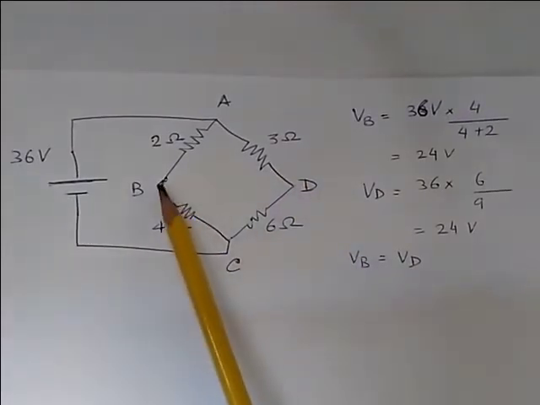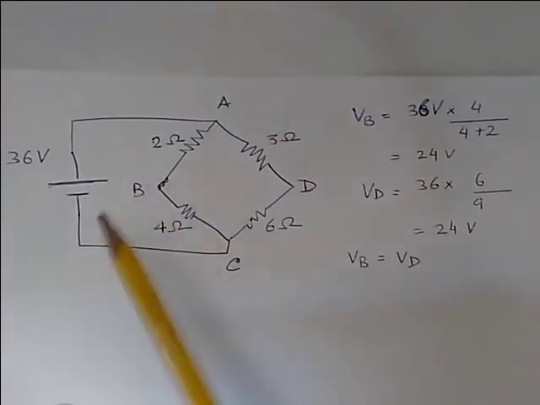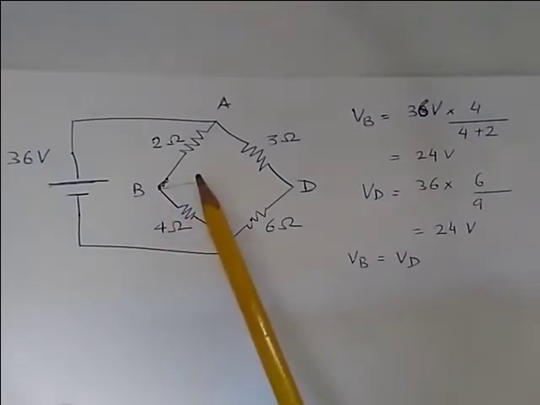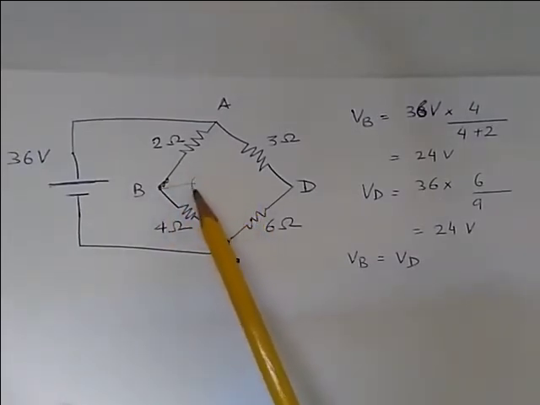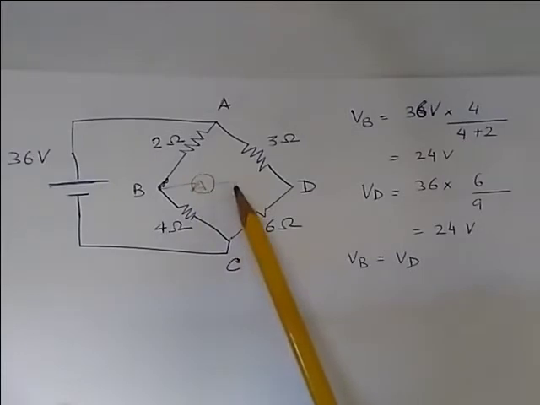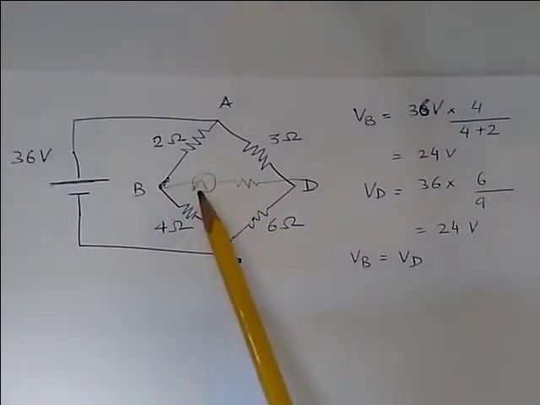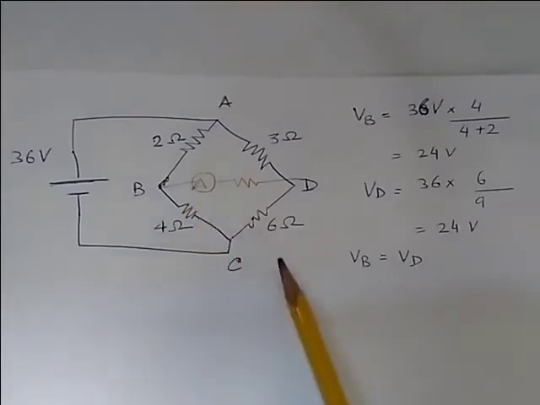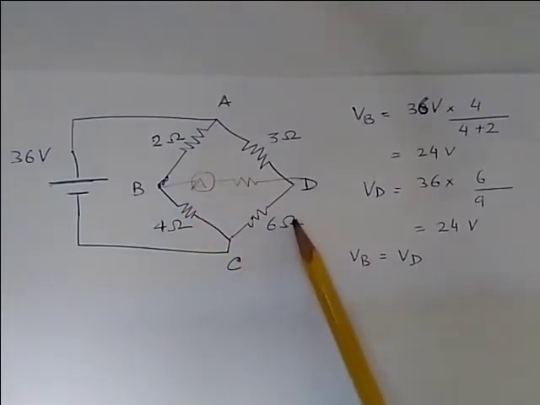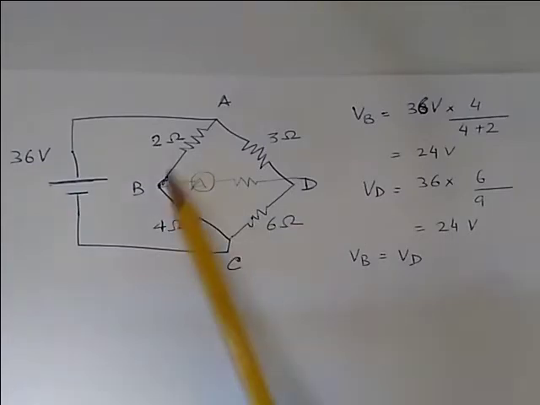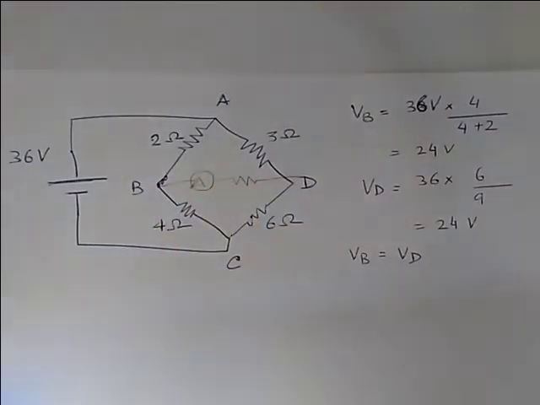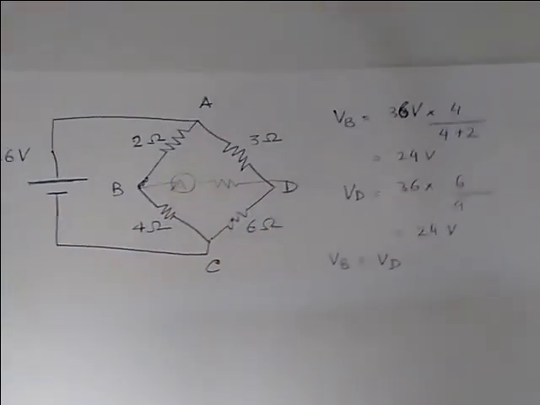In other words, if we connect a voltmeter between B and D, it will show 0 volt. If we connect an ammeter here and a resistor here, the ammeter will show no deflection at all. But even if we slightly change this 6 volt to say 7 volt, there will be a flow of current because B and D are not balanced. And that is what we see in this next example.